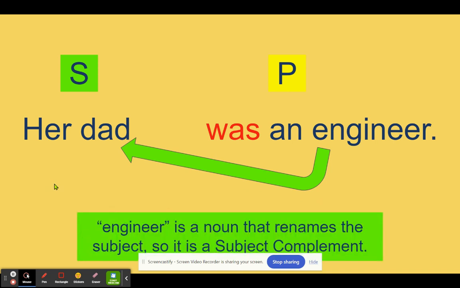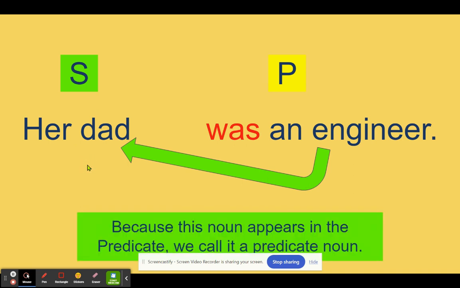Engineer is the dad. So since it's a noun that renames the subject, it is called a subject complement also. Remember, they're all called subject complements if they're doing this, whether they're adjectives or nouns. And in this case now, instead of calling it a predicate adjective, because engineer is a noun, we're going to call that a predicate noun. So the IXL is going to use the terminology predicate adjective, predicate noun, but the IXL, we're going to call them all subject complements.